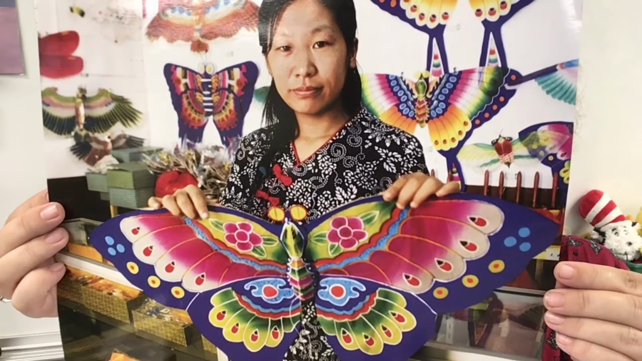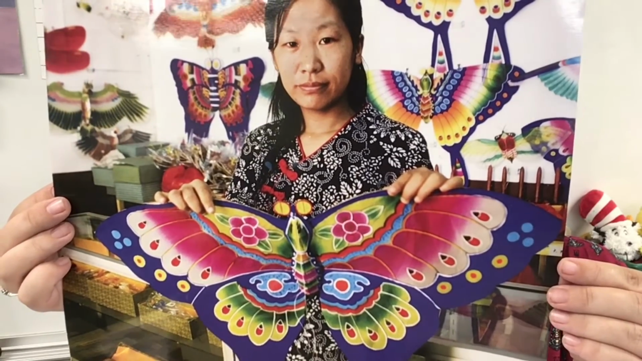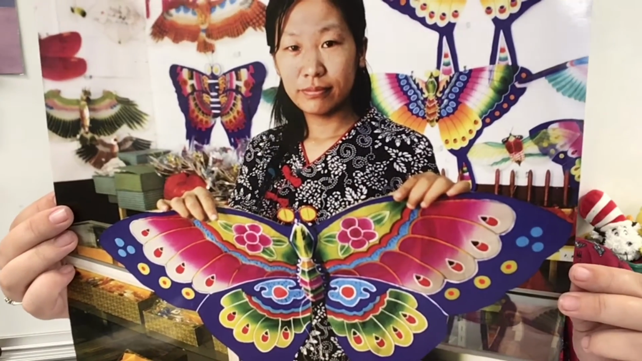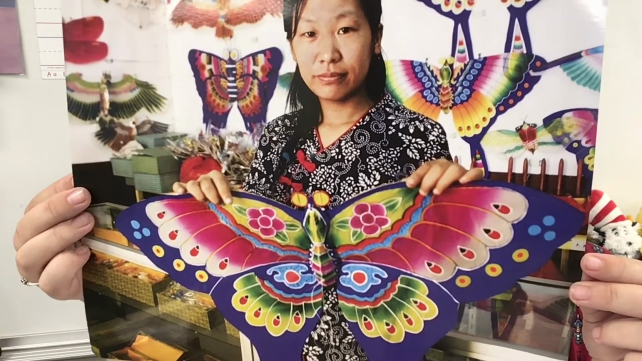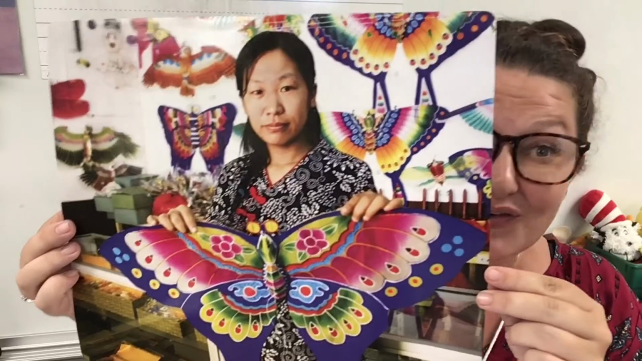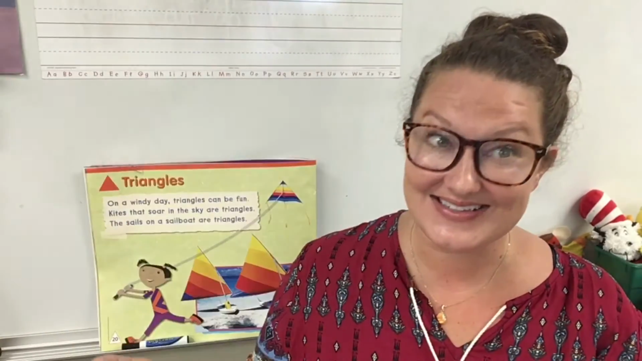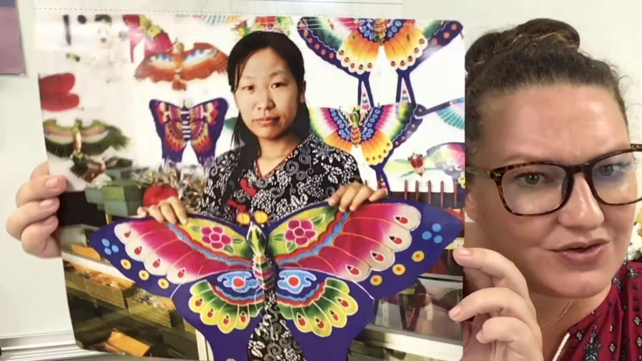Many kites in China are made from bamboo and covered with silk, which is a thin, smooth material. And they paint pictures on the silk to add decoration to their kites. Those are beautiful kites.